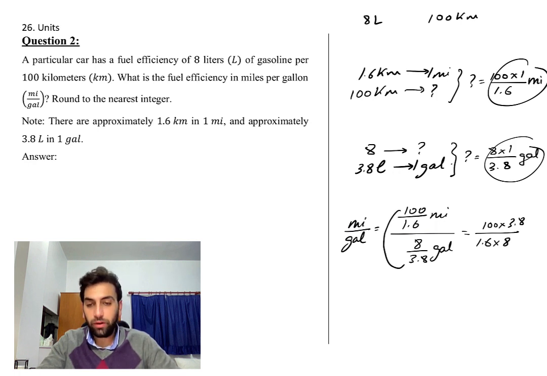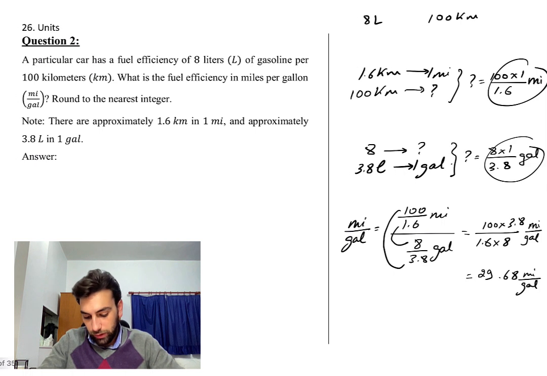For the farthest ones apart, you will multiply them and put them in the numerator, whereas the closest ones, you will multiply them and put them in the denominator. And this would give you the units, which are miles per gallon. Thus, your value here would be 29.68 miles per gallon. Rounding to the nearest integer, you would have 30 miles per gallon. Thus, your answer is 30.